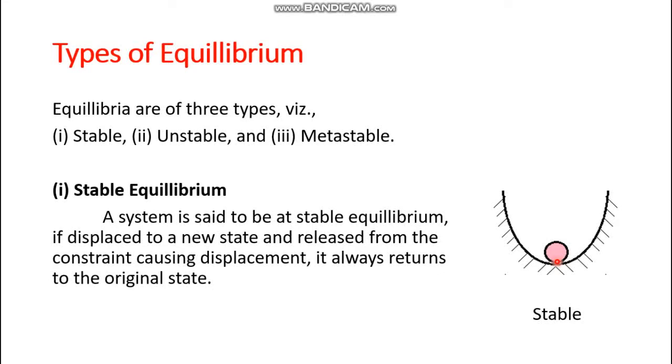So how can it be described? A system is said to be at stable equilibrium if, when displaced to a new state and released from the constraint, it always returns to the original state. Constraint means the force causing displacement. The original state means where it was initially.